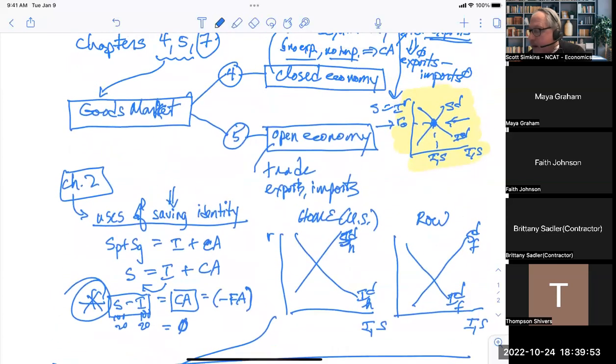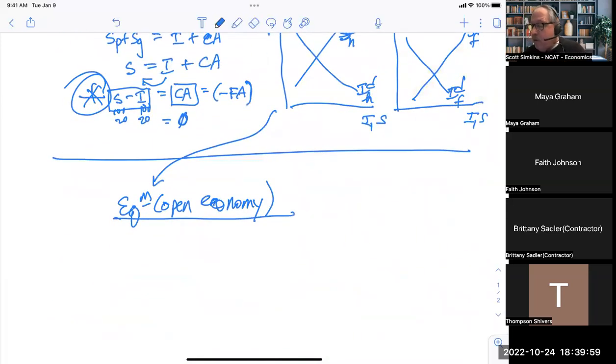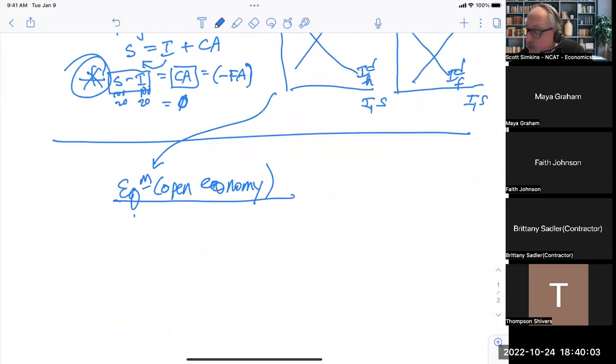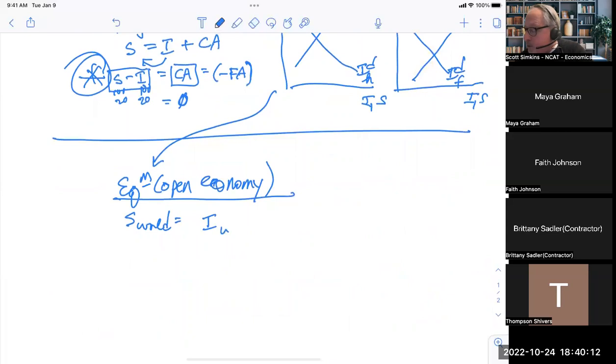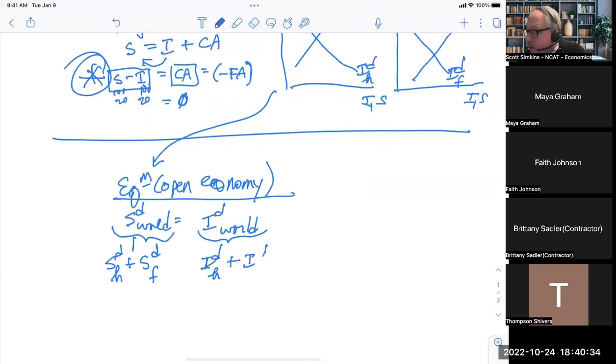So in that case, it's just one country. Saving in the country equals investment in that country. So what's the analog for the open economy? Saving in the world equals investment in the world, or desired investment in the world. Well, what's saving in the world? That's desired saving in the home country plus desired saving in the foreign country. What is investment in the world? That's desired investment in the home country plus desired investment in the foreign country.